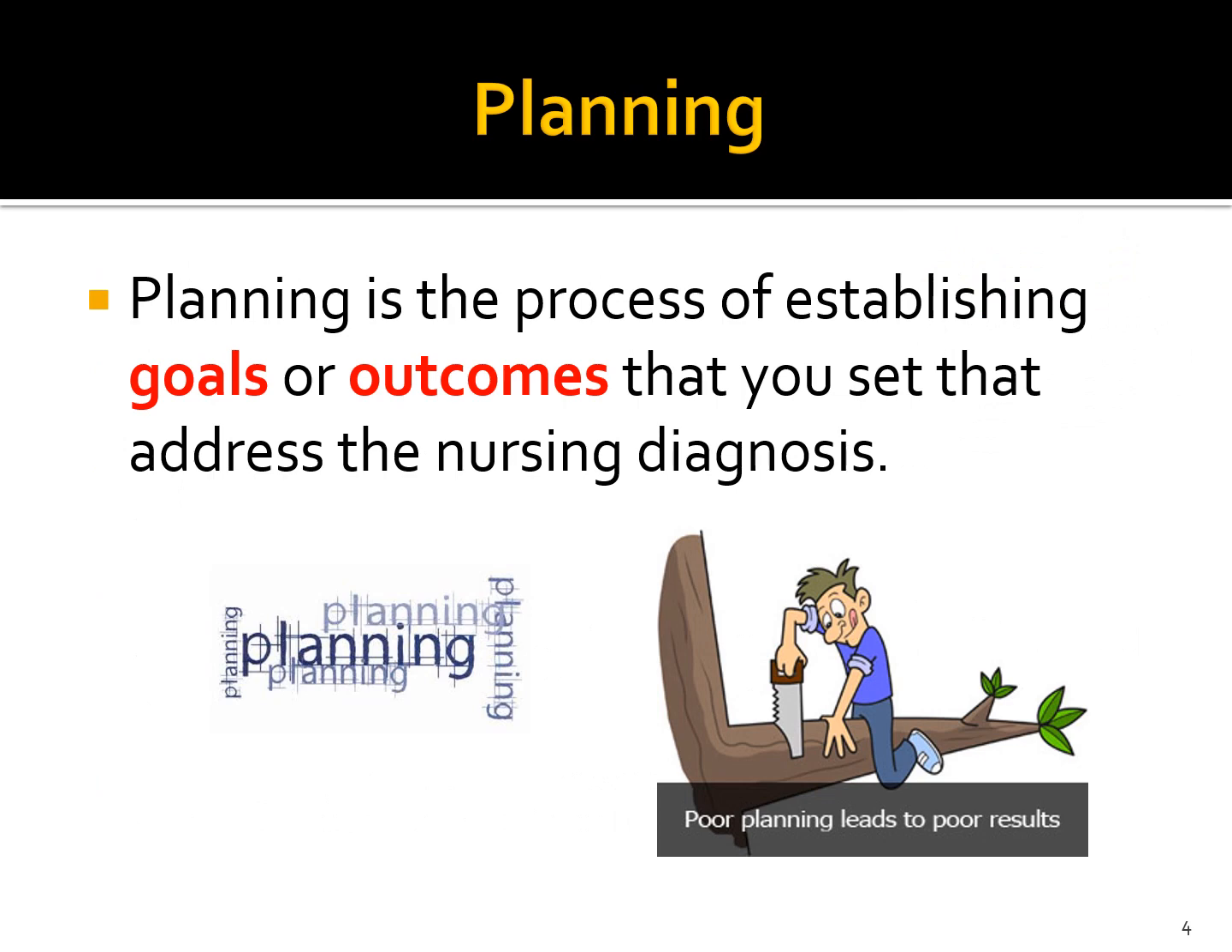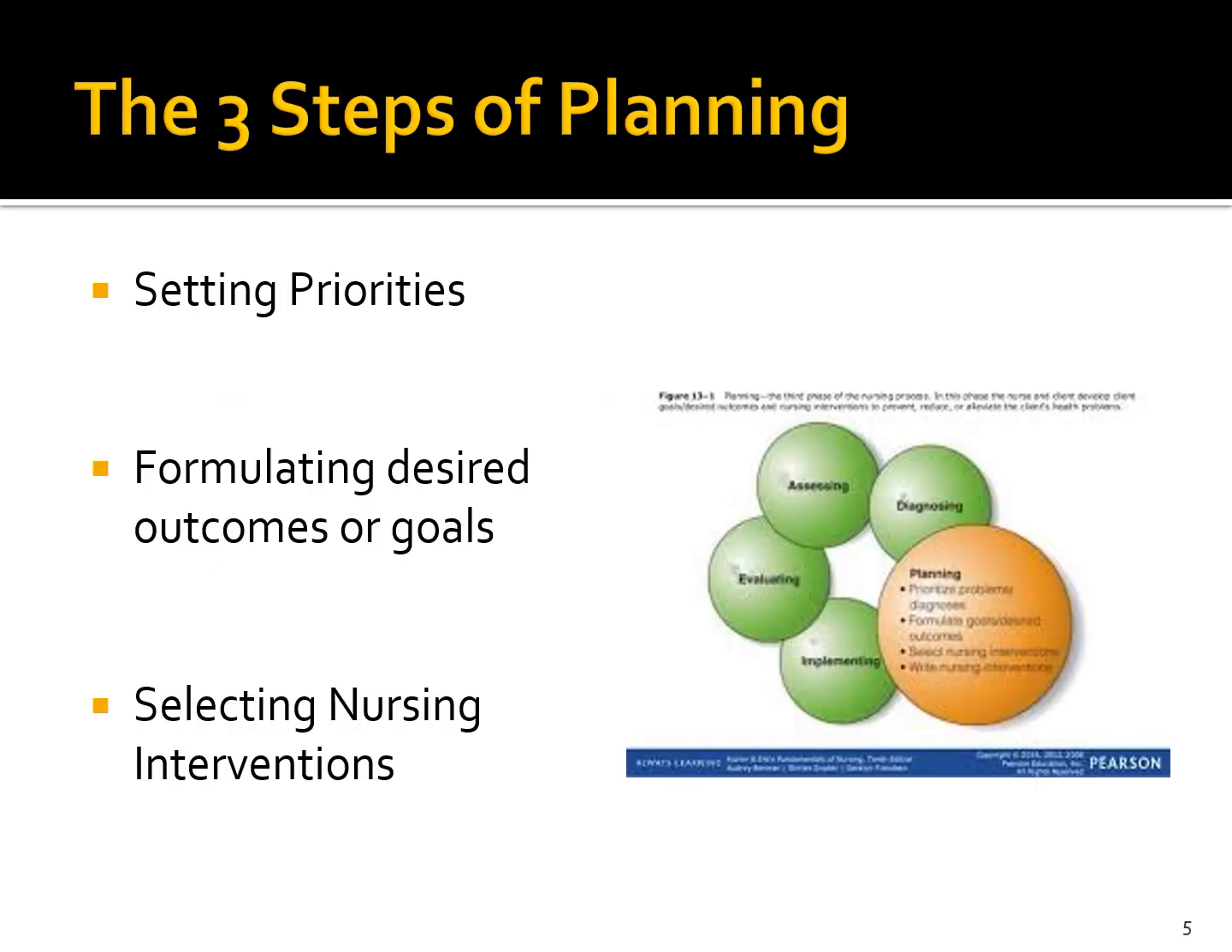Planning is the process of establishing goals or outcomes that address the nursing diagnosis. Poor planning leads to poor results. There are 3 steps in the planning process: setting priorities, formulating desired outcomes or goals, and selecting the nursing interventions. And we will go through each of the 3 steps.